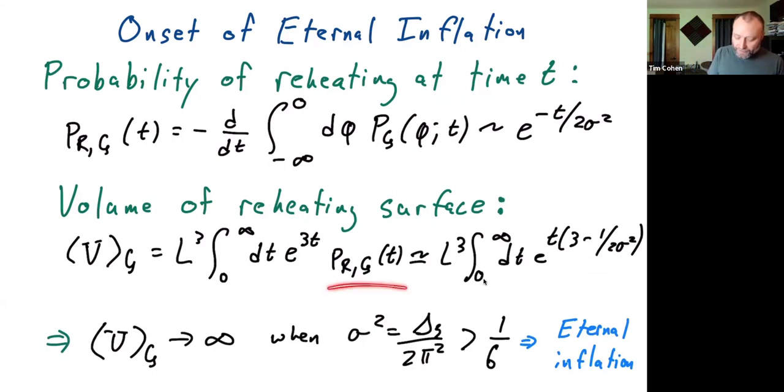Okay, it's just integrating the probability distribution over the measure, and we get something which depends exponentially on time, and whose sign depends on the size of the 2-point function. So when the 2-point function is big enough, bigger than 1/6, the exact value doesn't matter, the reheating surface diverges and we get eternal inflation.